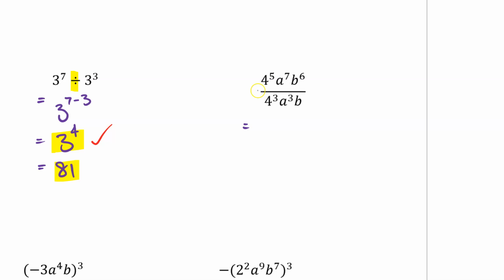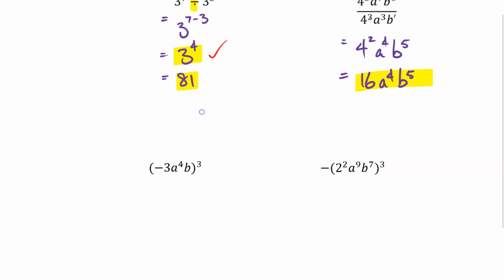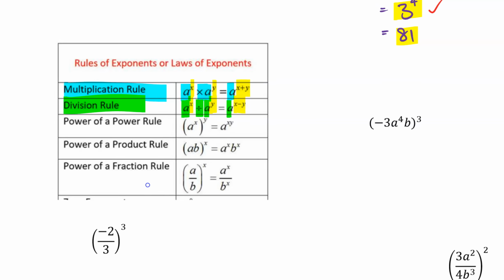But if you recognize that it's the same base of 4, then let's just subtract the exponents. 5 and 3 gives me 2. All right, in that order, the top subtract the bottom. Here we got a, top subtract bottom, with the exponents is 7 subtract 3 gives me 4. And then b6 and b to the 1, right, is b to the 5. That's it. We are technically done. However, we have a simple coefficient here to an exponent 2, so we can work that out. 4 squared is 16, then a4 and b5. Good? All right. So that is the division rule.